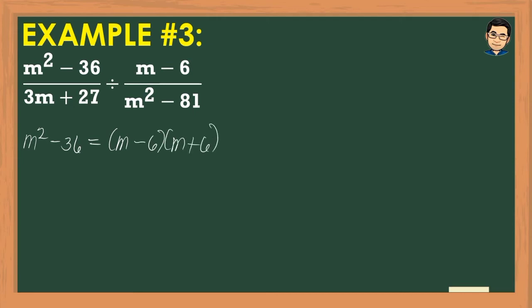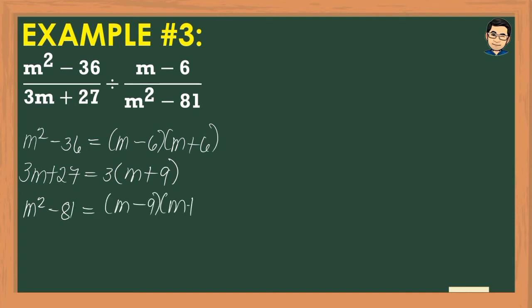What else? 3m plus 27 naman po. Using common monomial factor, the greatest common monomial factor is 3. And then to get the terms inside the parentheses, 3m plus 27 divided by 3. So that is m plus 9. What else? M minus 6 cannot be factored kasi simplified na po siya. And then m squared minus 81, again using difference of two squares. That is m minus 9 and then m plus 9.